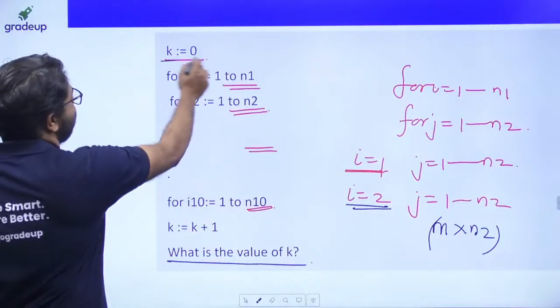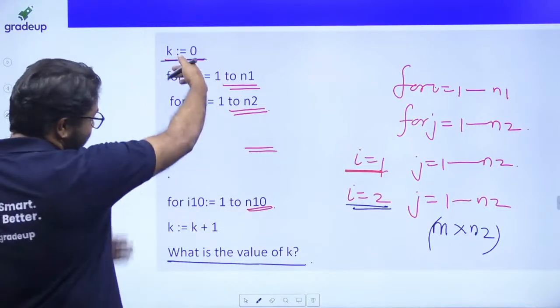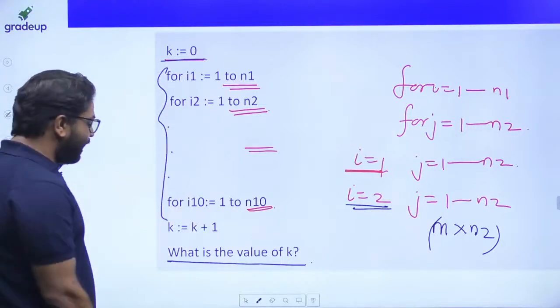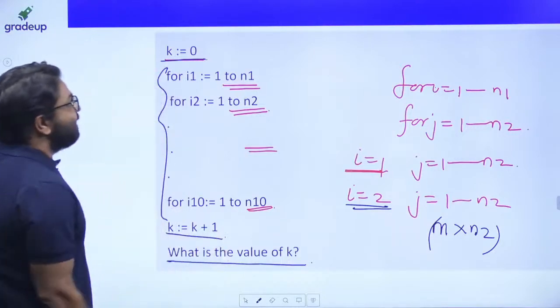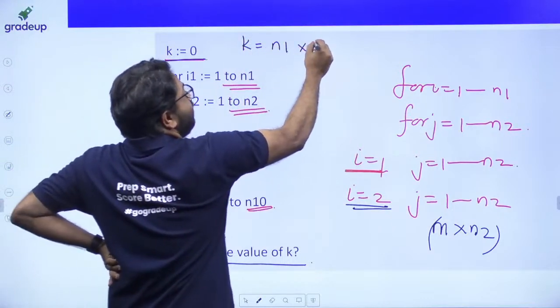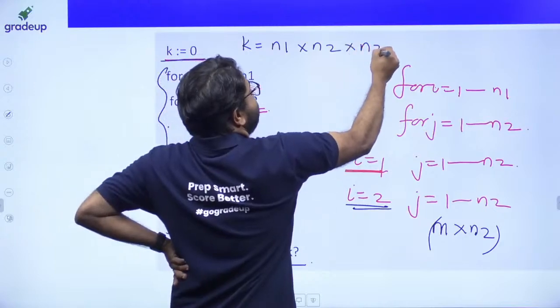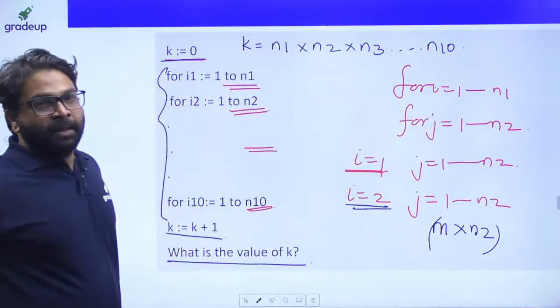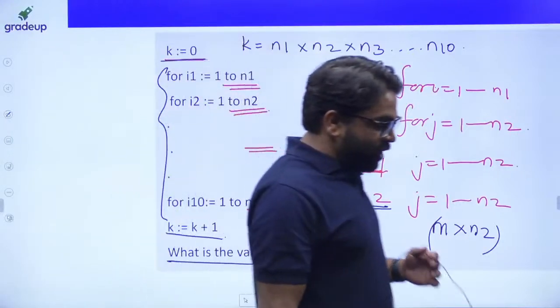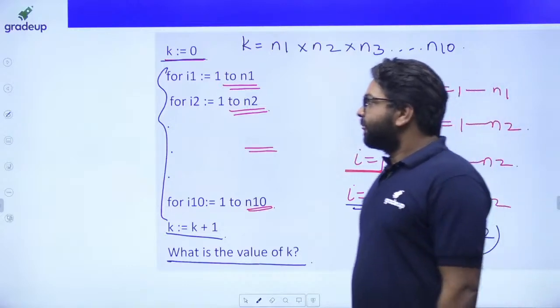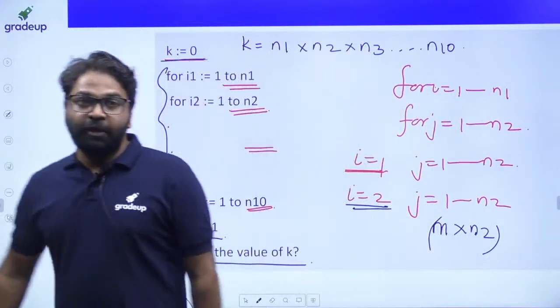So here I have taken the value k equal to 0, and then all of these are nested loops. And then what will be the value of k? The value of k that you will be getting is basically n1 into n2 into n3, and then dot dot dot n10. I hope you have understood what exactly I am trying to tell you.